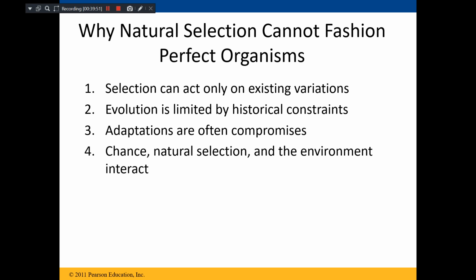One is natural selection can act only on existing variation. Natural selection cannot create variation and select. Whatever variation is existing, it will select the best variation. So the organisms which are selected by nature are the best organisms, but not the perfect organism.